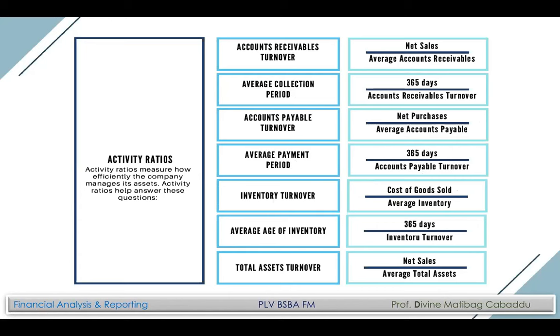Okay? Gaano kabilis or kabagal mangolekta ng mga receivables ng isang company? Average payment period naman, gaano naman kabilis or kabagal ang isang company na magbayad ng kanyang mga utang. Okay, and of course, average age of inventory, gaano kabilis or kabagal na mag-convert na ang inventory into cash ang isang company. So, that's it.